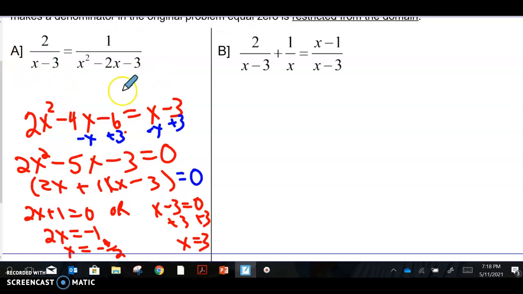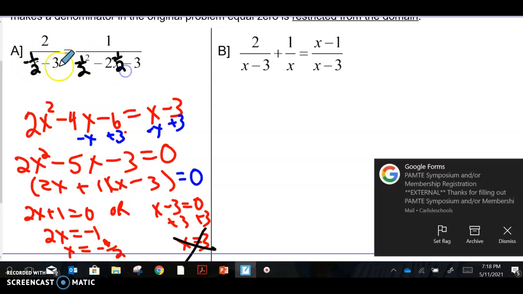So 3, even though algebraically we got it to be an answer, is called an extraneous solution, an extra solution that comes along that doesn't actually work when we plug it back in. Negative 1/2, let's see what happens when we put that in. This is 2 divided by negative 3.5.